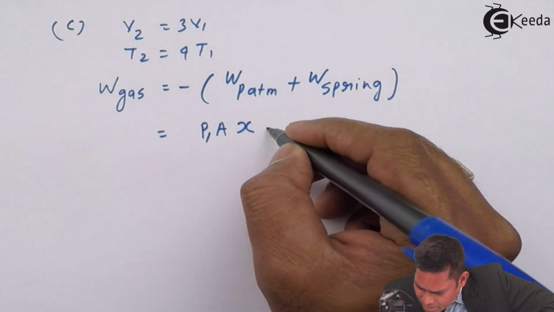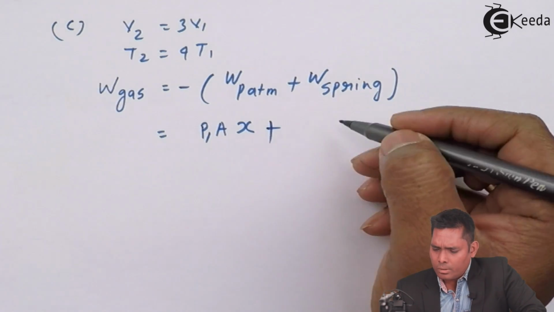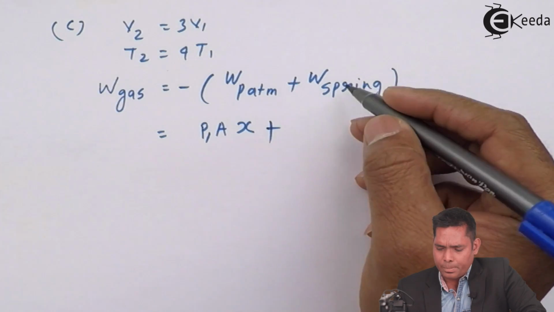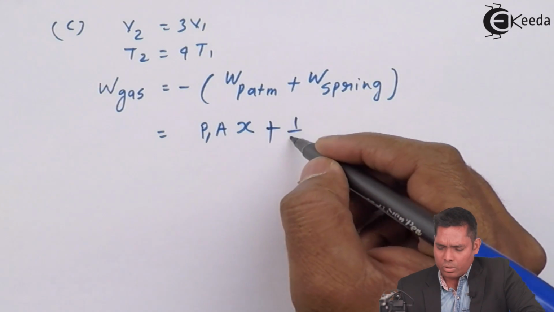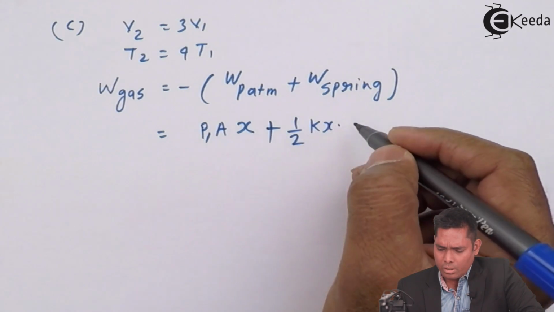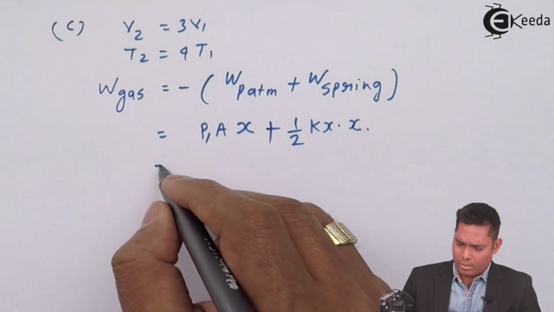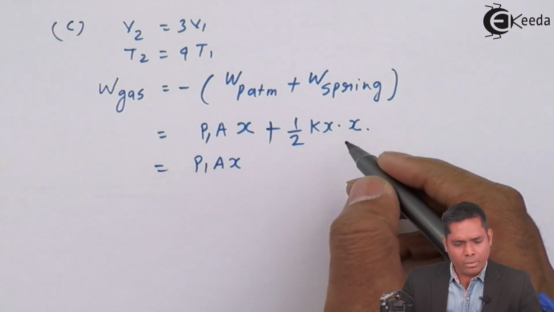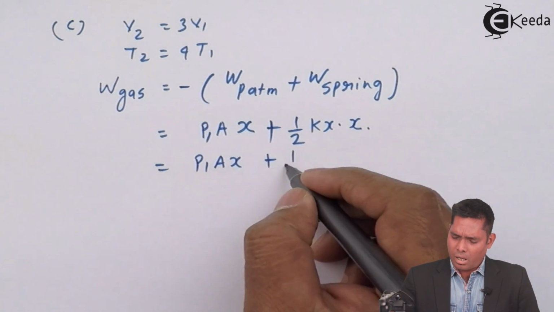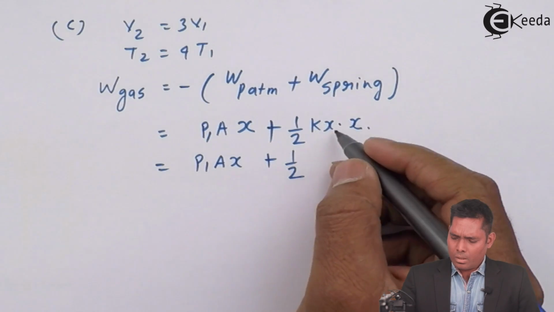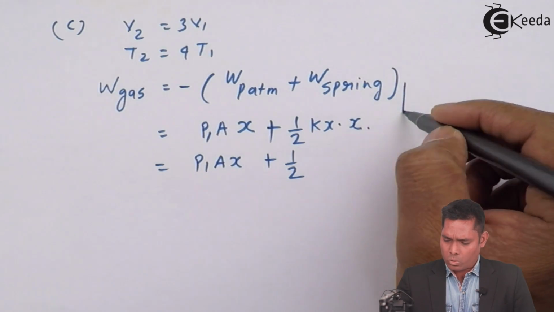Again, the work done by the spring is plus of, how much is spring work? This is half kx square, so it's half kx into x. Okay, half kx square, and this is P1 Ax, and we have to also write the answer in terms of P1 V1. So P1 Ax plus half kx square, but then this kx we have to find out, and this x also. How to find that?